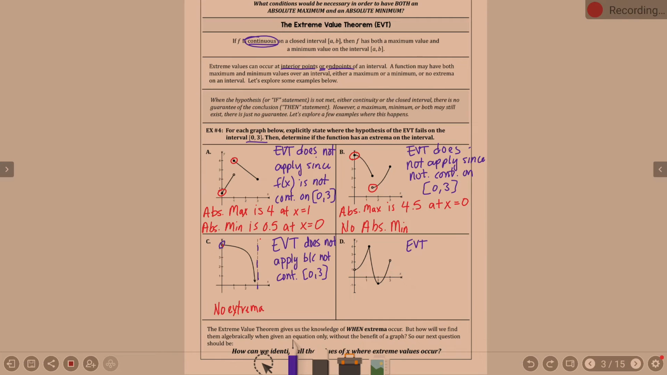Does EVT apply or not apply? It doesn't apply because of the open endpoints, right? The sharp point is okay. Realize the sharp point is not the reason we're saying it's not continuous. It's not differentiable, but the not continuous is because of the points at 1 and 3. So EVT does not apply on 0 to 3, and again, it's because of those endpoints.